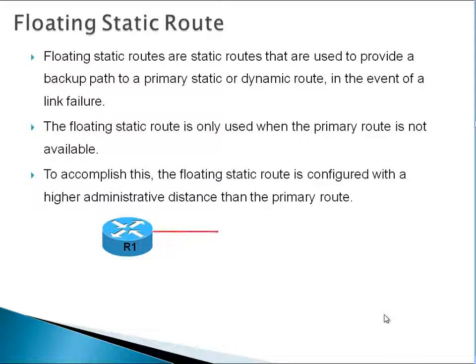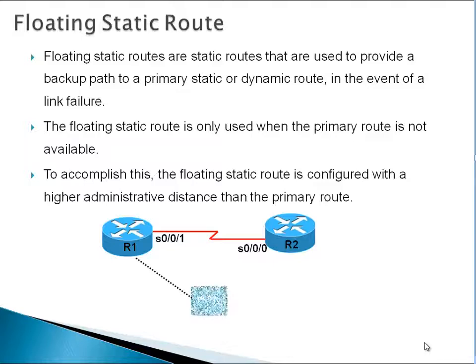So for example, I have here router 1 connected to router 2 through serial 0/0/1, and on router 2 it is serial 0/0/0. Then we have a backup route that points to the public switched telephone network, in case the primary route or WAN fails. For example, if the wide area network link towards router 2 fails, then we will use a dial-up link.